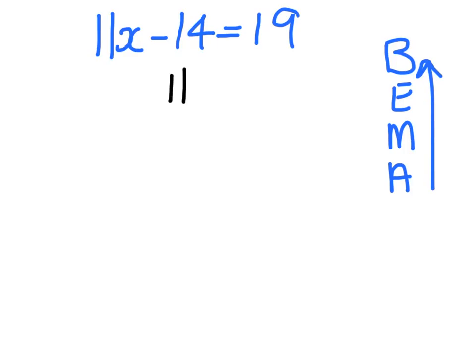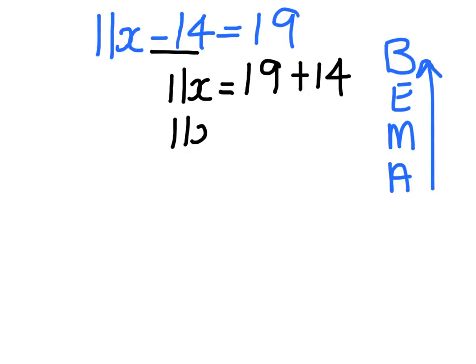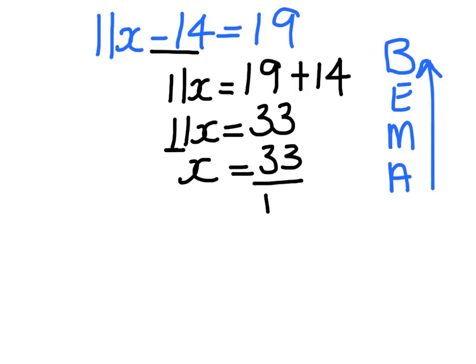Alright, so we're going to have 11x, we're going to move that minus 14, change the side, change the operation. Okay, so it becomes 19 plus 14, which is 33. Change the side, change the operation. So we're going to get rid of that times. We're going to have 33 divided by 11, which is going to be x equals 3.